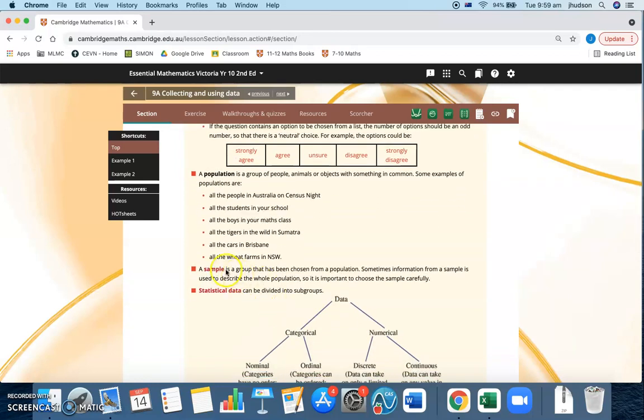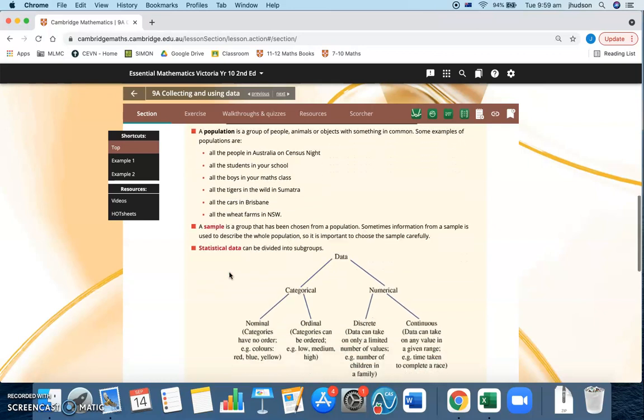Now, a sample, this is super important. It's a group that's been chosen from that population. So, for example, if we're trying to find out something about the whole Australian population, the whole 26 million, it's not practical to ask every single person, is it? That's going to take a long time. It can't really be done. So instead of asking everyone, a small sample is taken. So 1,000 people might be asked, 10,000 people, maybe 100 people could be asked. Who knows?